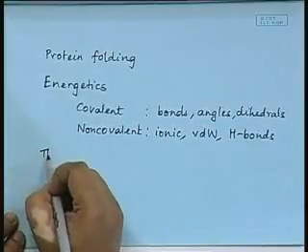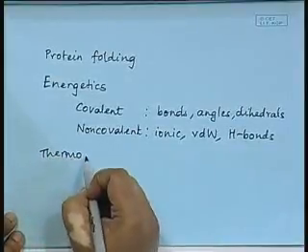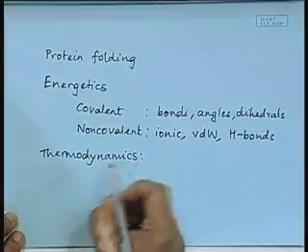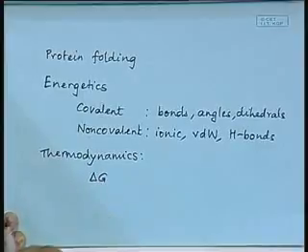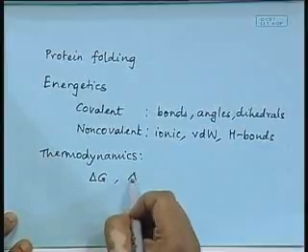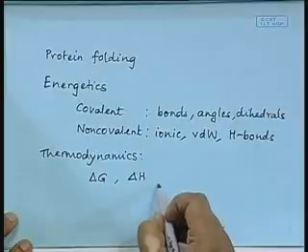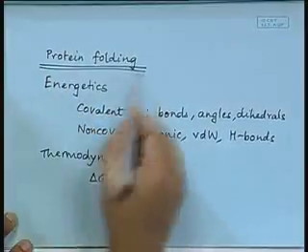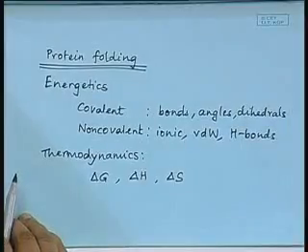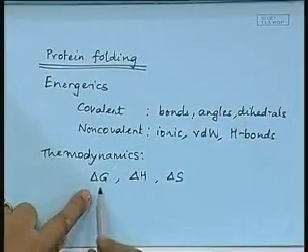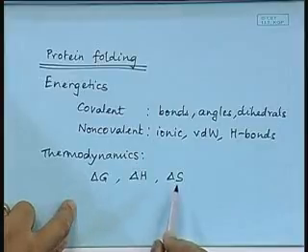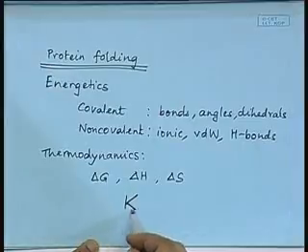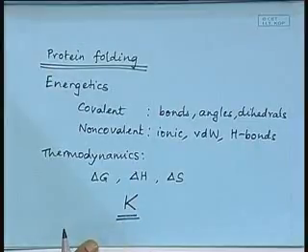Then when we consider the thermodynamics of protein folding, what do we have? We have a delta G associated with the folding. We have a delta H associated with it. We have a delta S associated with it. Okay. So all of these fall under the purview of protein folding, where we are considering the thermodynamics, the delta G, the delta H and the delta S, and we have an equilibrium consideration here as well.